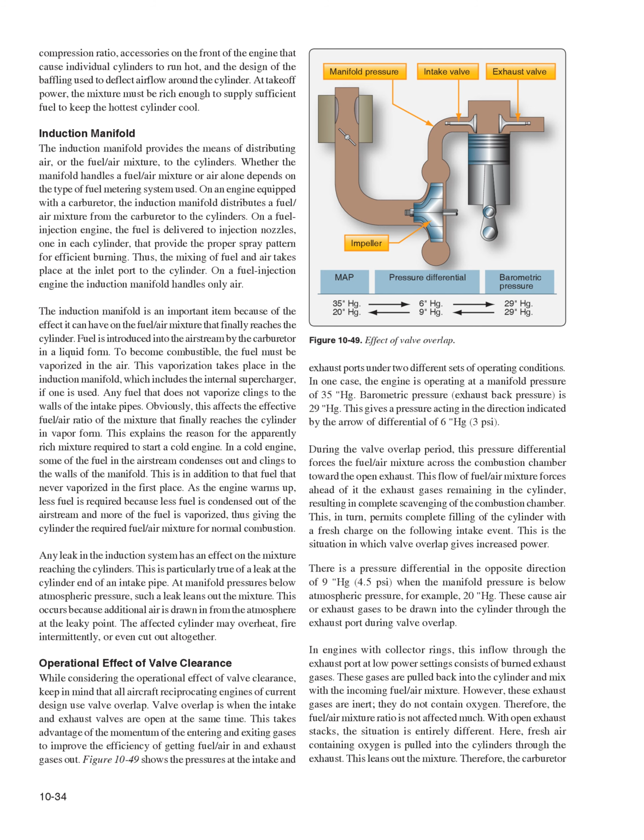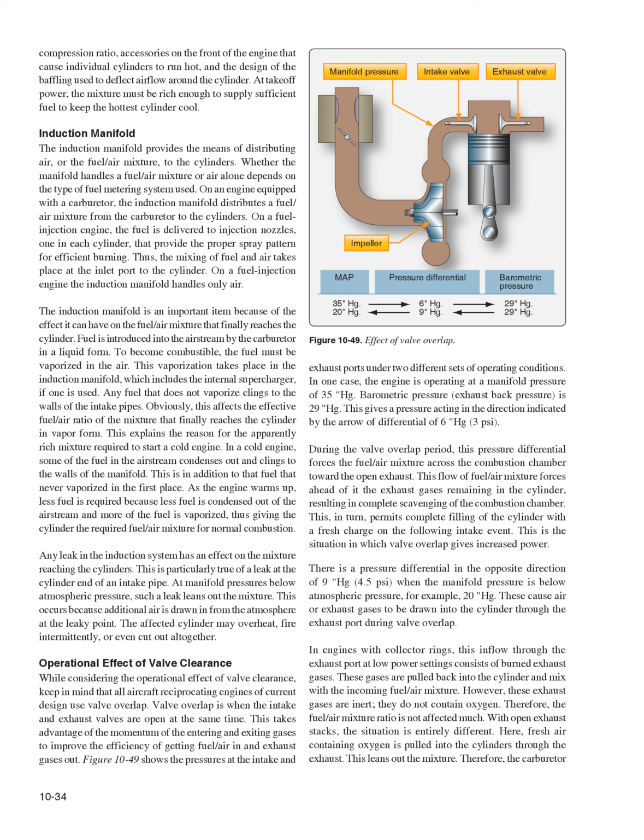Induction manifold. The induction manifold provides the means of distributing air, or the fuel/air mixture, to the cylinders. Whether the manifold handles a fuel/air mixture or air alone depends on the type of fuel metering system used. On an engine equipped with a carburetor, the induction manifold distributes a fuel/air mixture from the carburetor to the cylinders. On a fuel injection engine, the fuel is delivered to injection nozzles, one in each cylinder, that provide the proper spray pattern for efficient burning. Thus, the mixing of fuel and air takes place at the inlet port to the cylinder. On a fuel injection engine, the induction manifold handles only air.